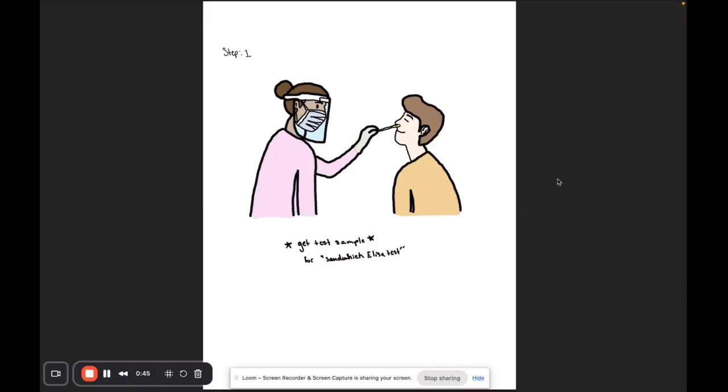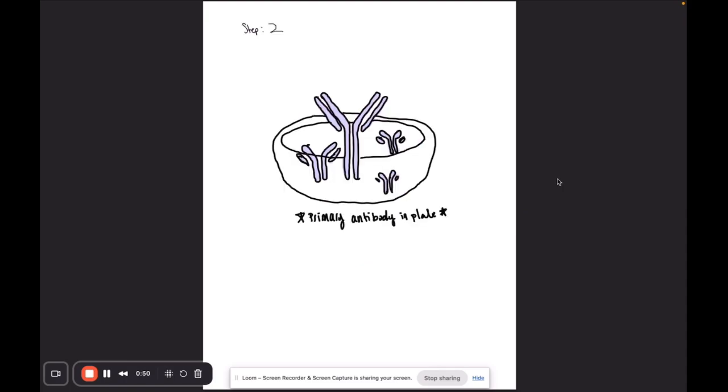First, I get the patient's swab sample. Then I begin by coating the ELISA well with the primary antibody. This antibody is designed to capture a specific viral antigen. After an incubation period, I wash the well to remove any unbound antibodies, leaving a layer of primary antibodies firmly attached to the surface.